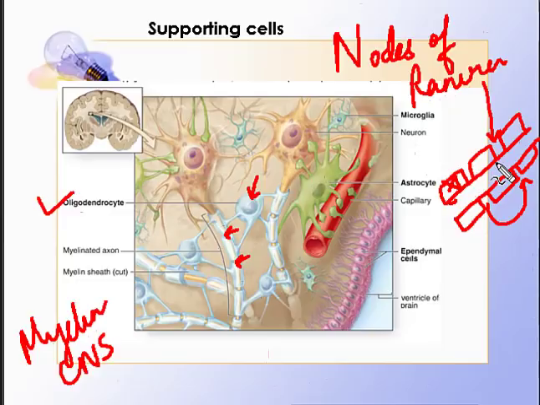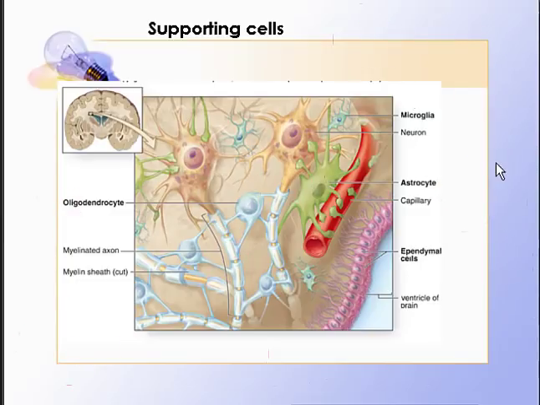The next type of supporting cell we have are known as microglia, and these are the phagocytes of the central nervous system. These are motile, so these are the motile phagocytes of the central nervous system. Then the other supporting cell present in the central nervous system are the ependymal cells, which you see up here. These are the ones which line cavities in the brain known as ventricles. So they line cavities, and with the help of blood vessels associated with them, they help to produce cerebrospinal fluid. So those are the ependymal cells.